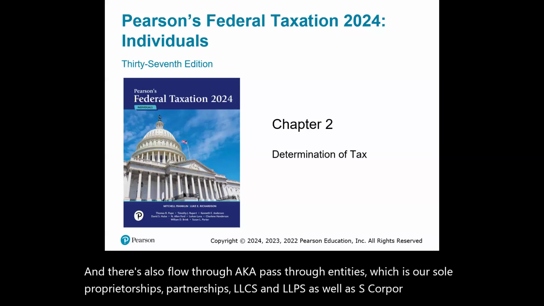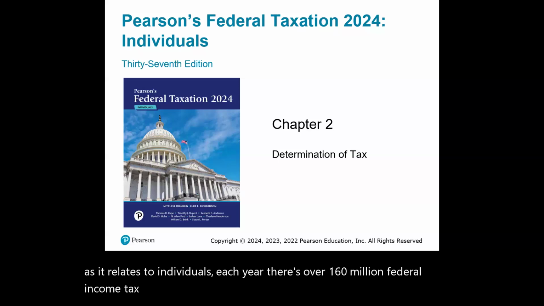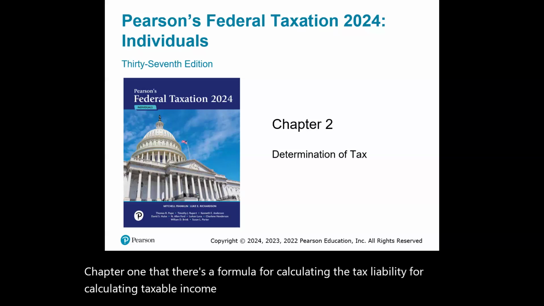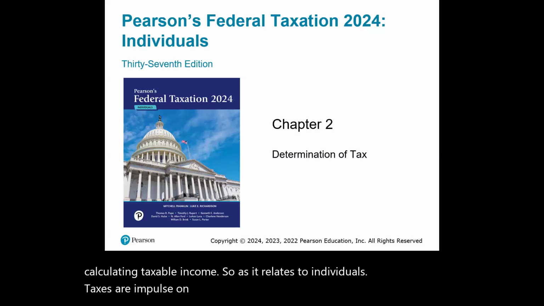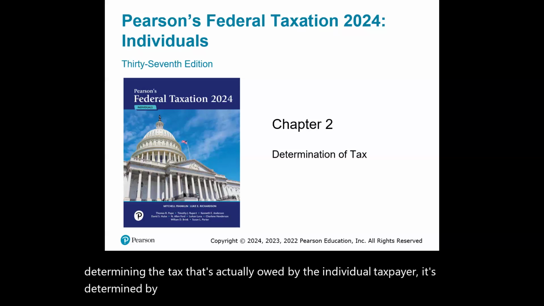As it relates to individuals, each year over 160 million federal income tax returns are filed by individuals. As we learned in Chapter 1, there's a formula for calculating taxable income and the tax liability. Taxes are imposed on the taxable income of every individual, and the tax actually owed by the individual taxpayer is determined by applying a complex set of rules that makes up the income tax law.